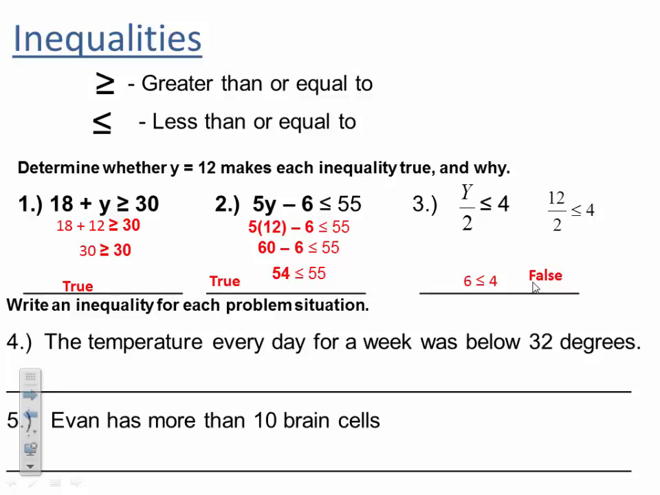Okay, if we look at the bottom, it says write an inequality for each problem situation. Okay, so the temperature every day for a week was below 32 degrees. So we have to say somehow the temperature is less than 32. So write down what you think, how you think you'd write temperature is less than 32.